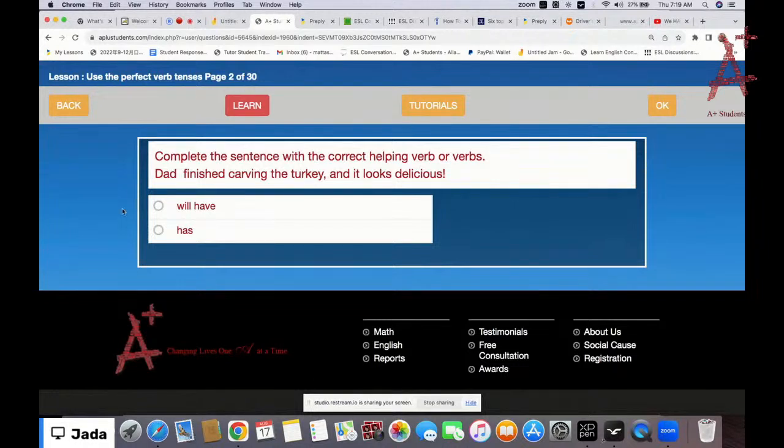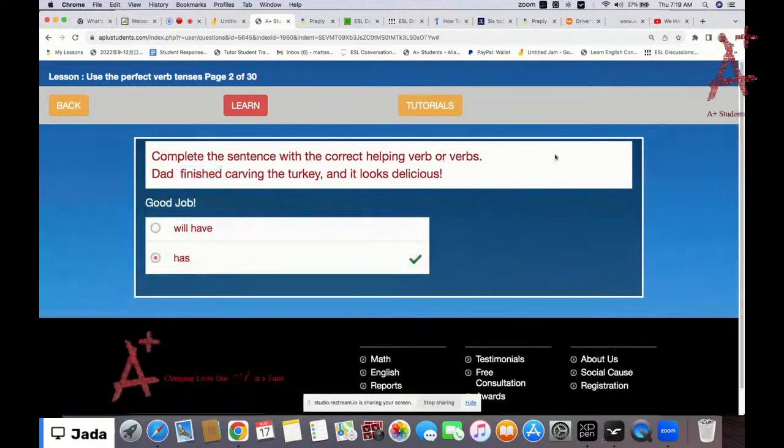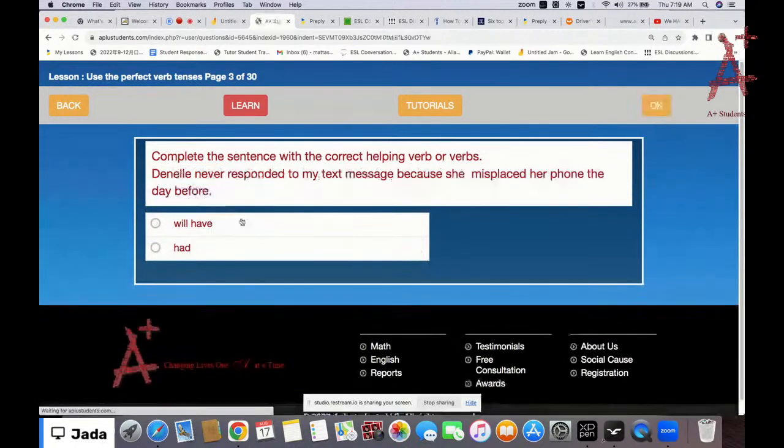All right. So, Dad dash finished carving the turkey and it looks delicious. What's the answer to this one? If you have an idea, you can just leave it in the chat box. Let's see. Has. Thank you so much, Aldora. So we have "has," and that's correct.